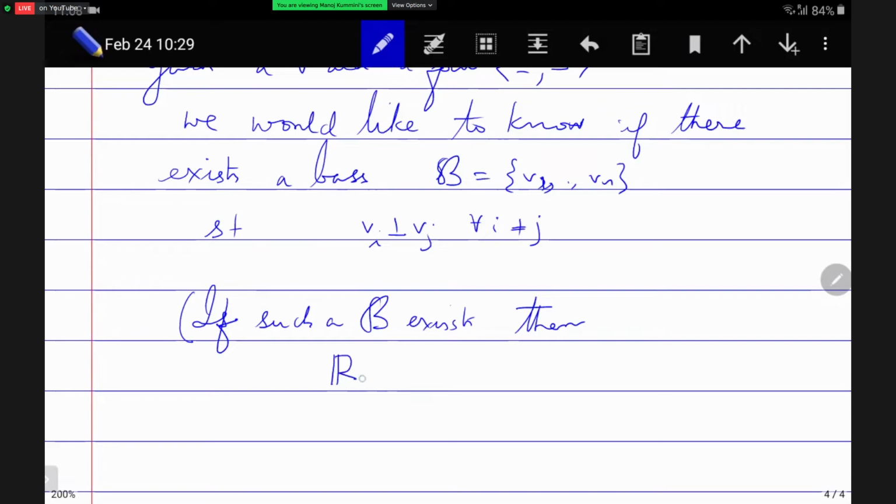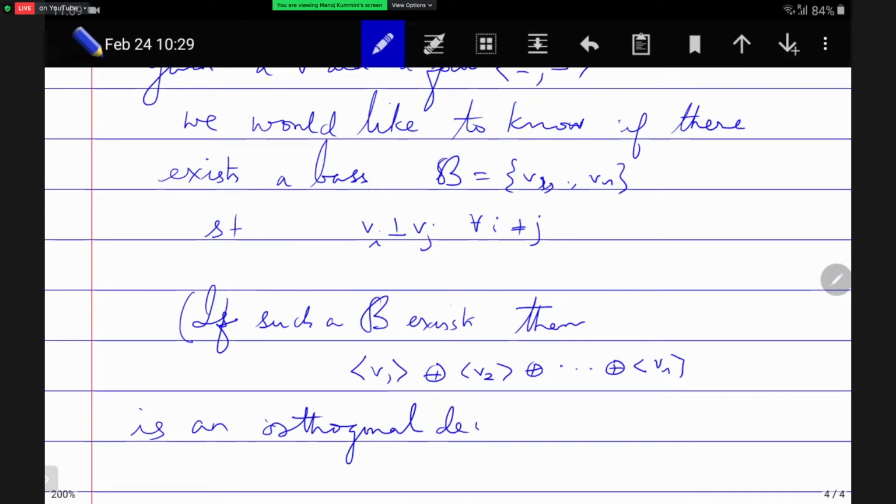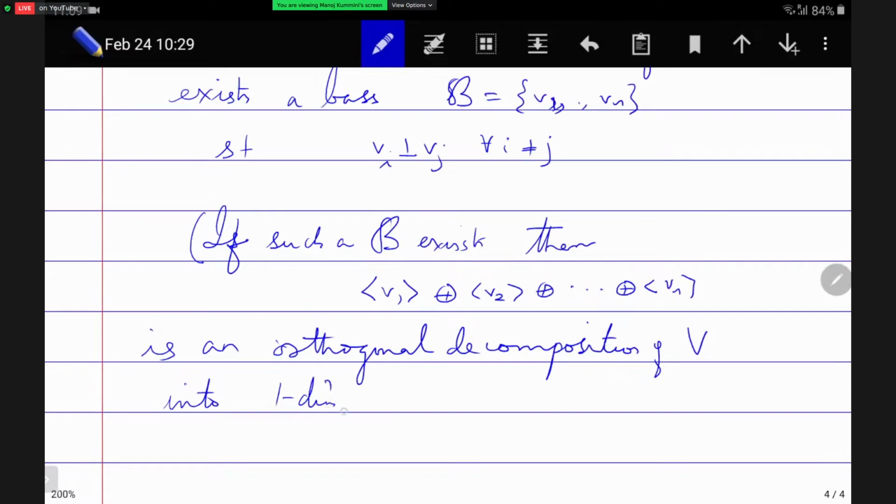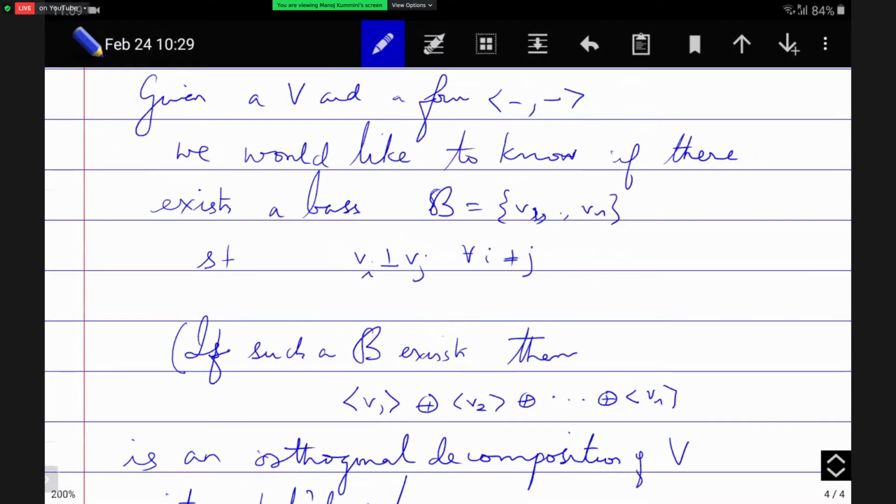let me again be ambiguous. Span of V1 direct sum span of V2 through span of Vn is an orthogonal decomposition of V into one-dimensional subspaces. So this is what we would like.